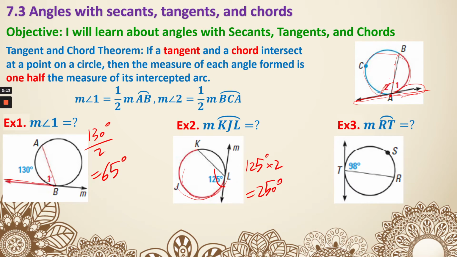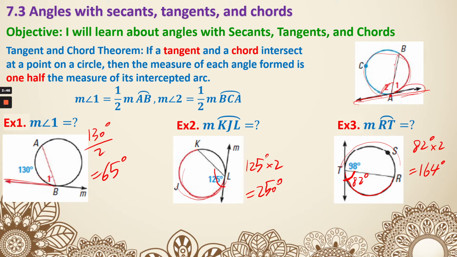Example 3 is asking for arc RT, which is on this side. You have two different ways to do it. Either you can use 90A to find this major arc on that side and then subtract from 360, or because this tangent line is a straight line, we can get the other side of the angle, which is going to be 82 degrees. And arc RT is formed by the chord and this side of the tangent line. So we can just use 82 times 2, that's going to give us 164 degrees.